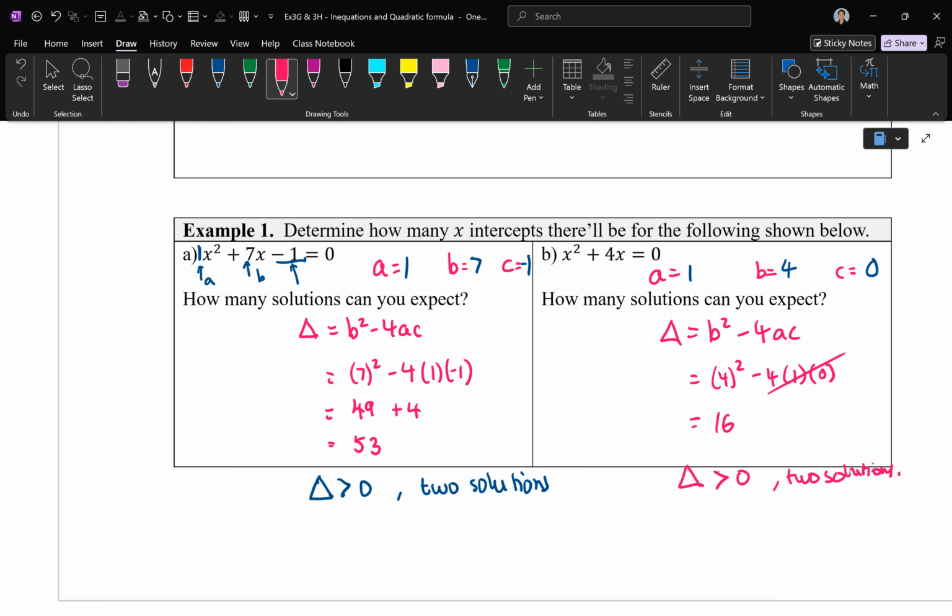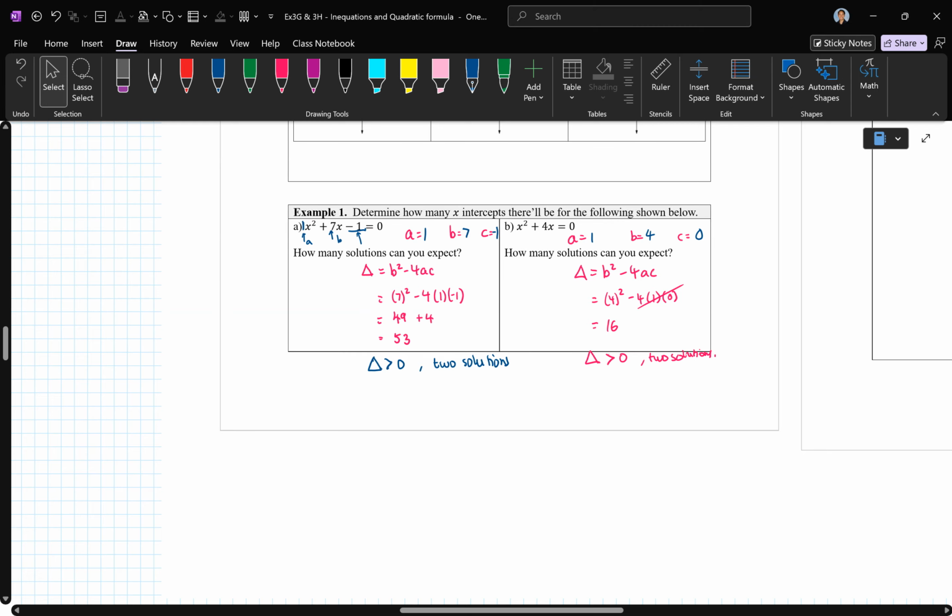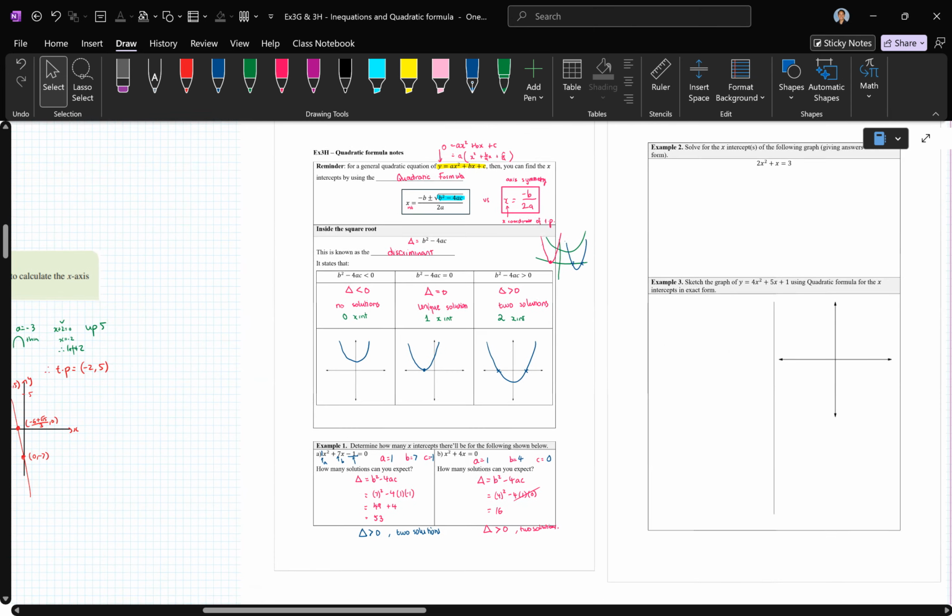So far, so good. So there'll be some questions they'll ask you just to simply state the discriminant and then say how many solutions there are. That's what they want you to know for now. Okay. Let's move on to the next page. Is the very last question.